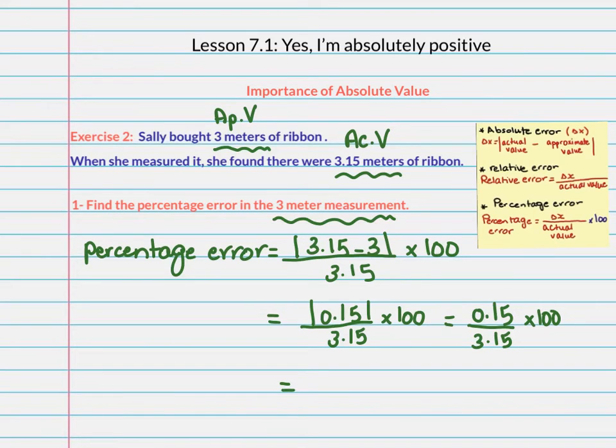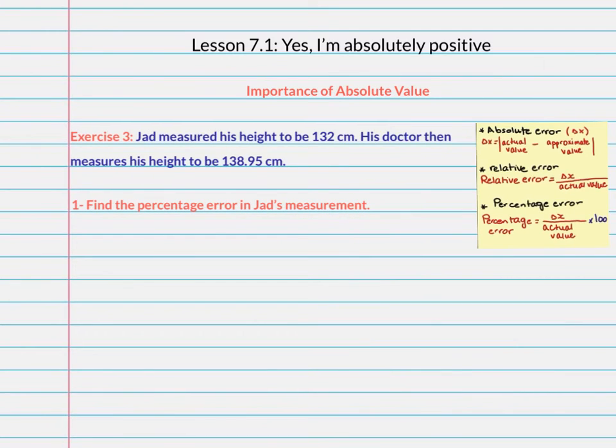0.15 divided by 3.15, that's 0.048. As we agreed that we are going to write three numbers after the decimal point, times 100, and then the percentage error is 4.8%.